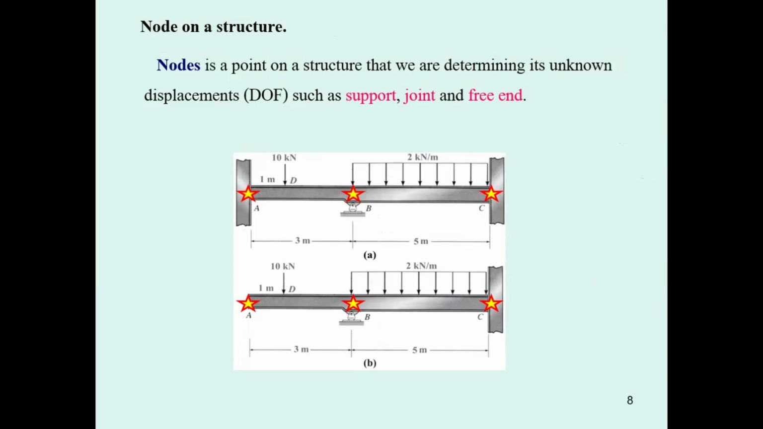The slope deflection method is going to be good for structures with a high degree of indeterminacy. But before I go to that, let me point out one thing. We're going to define a node. The word node means any point on the structure where we are going to determine the unknown displacement. It can be a support, a joint, or a free end.